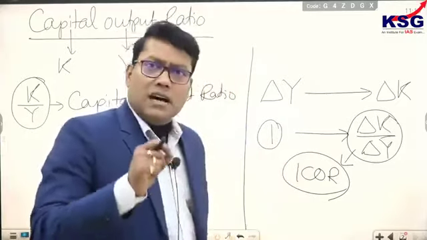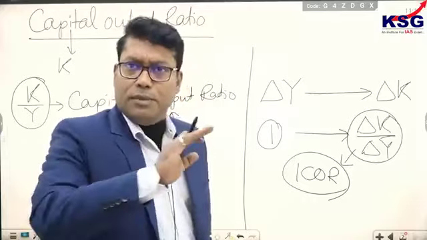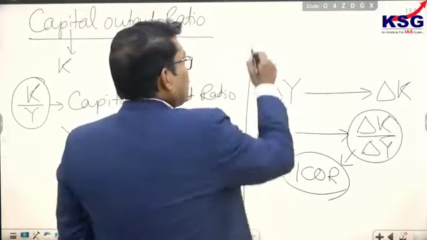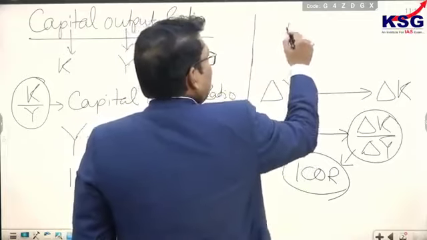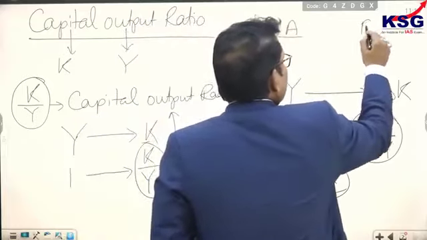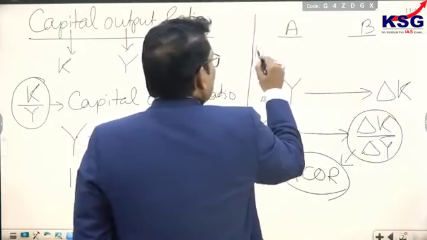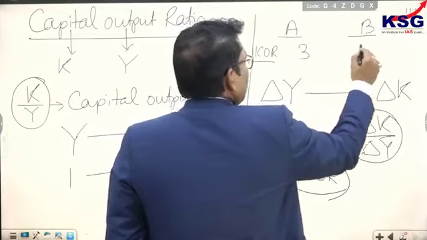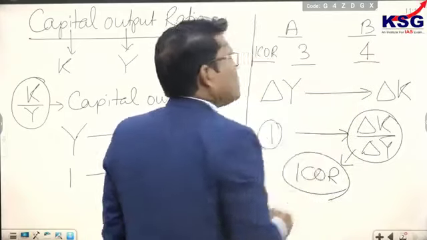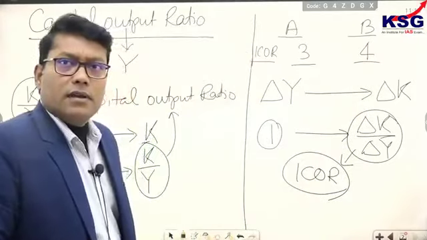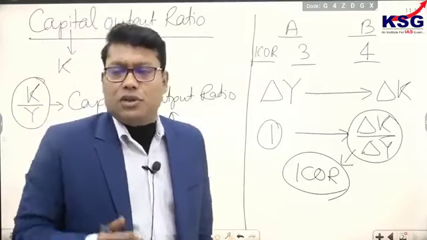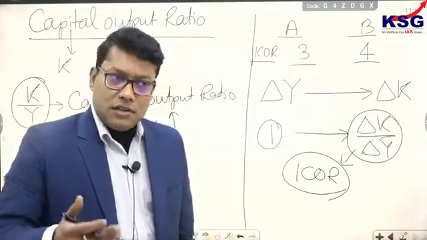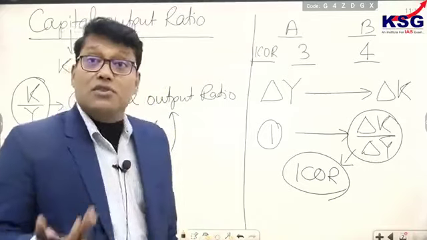UPSC has asked this question several times on the basis of the capital output ratio and ICOR. Suppose any plant is A and the second plant is B. Say ICOR in plant A is 3 and in plant B is 4. What is the meaning of this? They can give you the ICOR of two countries or two different plants and ask which country or plant is more efficient.